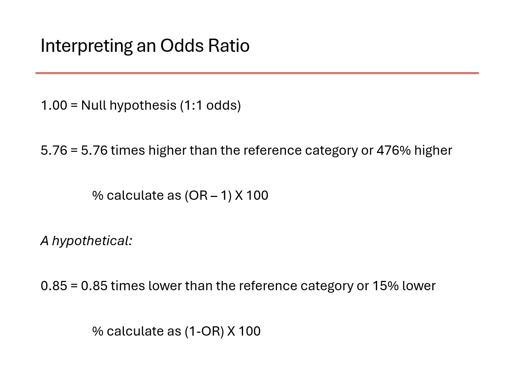Now, what happens if the odds ratio is less than 1? I've got a hypothetical one here. Let's say we got an odds ratio of 0.85. We could say that's 0.85 times lower than the reference category. That's a little strange way to talk about it. We could also say it's 15% lower. And how did we get the 15%? I subtracted the odds ratio from 1 and then multiplied that by 100. So I flipped the odds ratio and the 1 around.